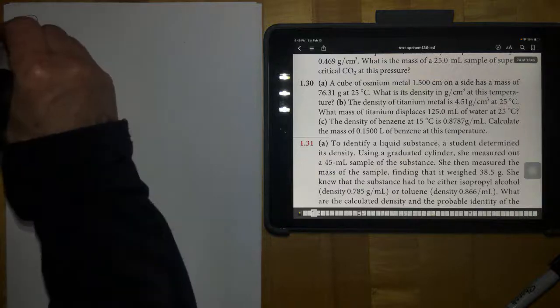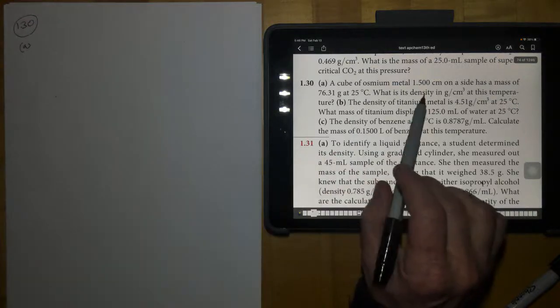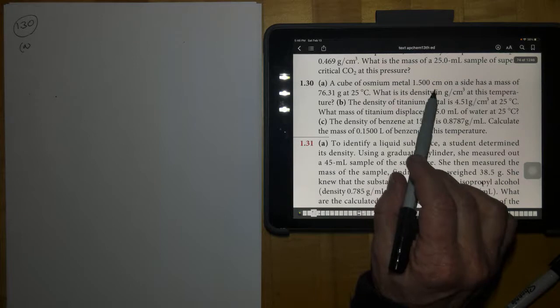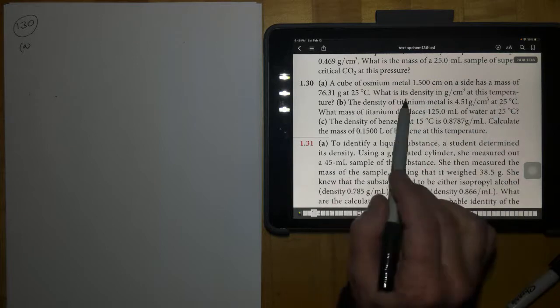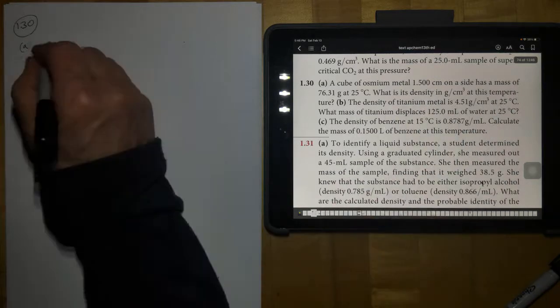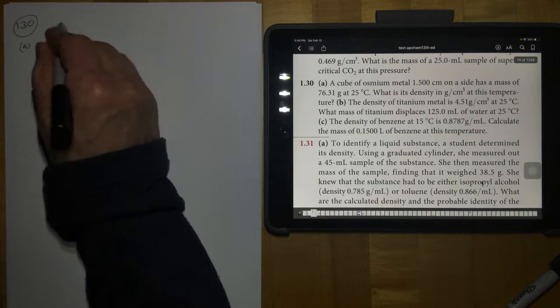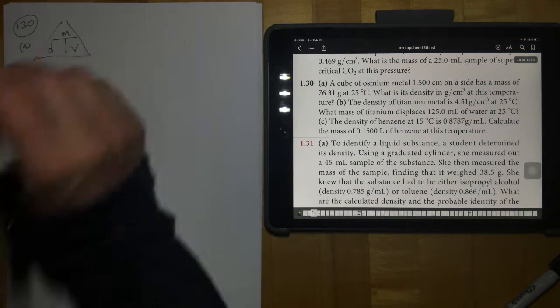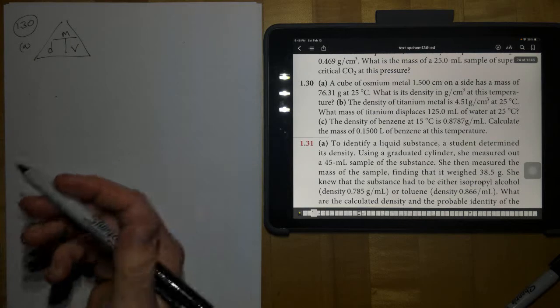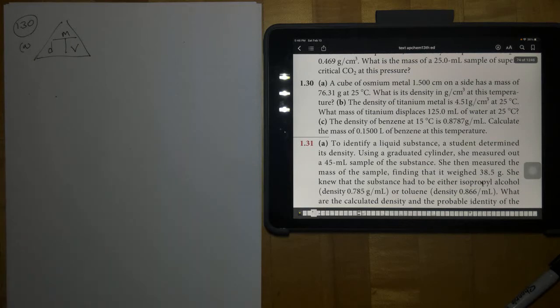This is 1.30. A cube of osmium metal, 1.5 centimeters on a side, has a mass of, what is the density at this temperature? Well, density is equal to mass divided by volume. And the reason they give you temperature is so that you know it doesn't change when you're having to find the density of something. In chapter 13, we'll learn that the density of certain things changes with temperature.